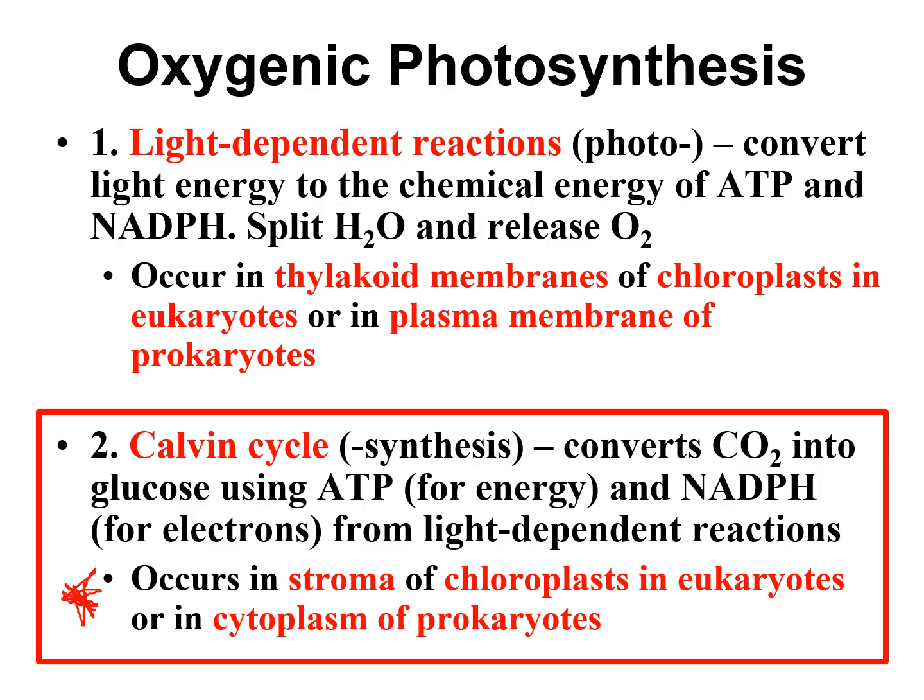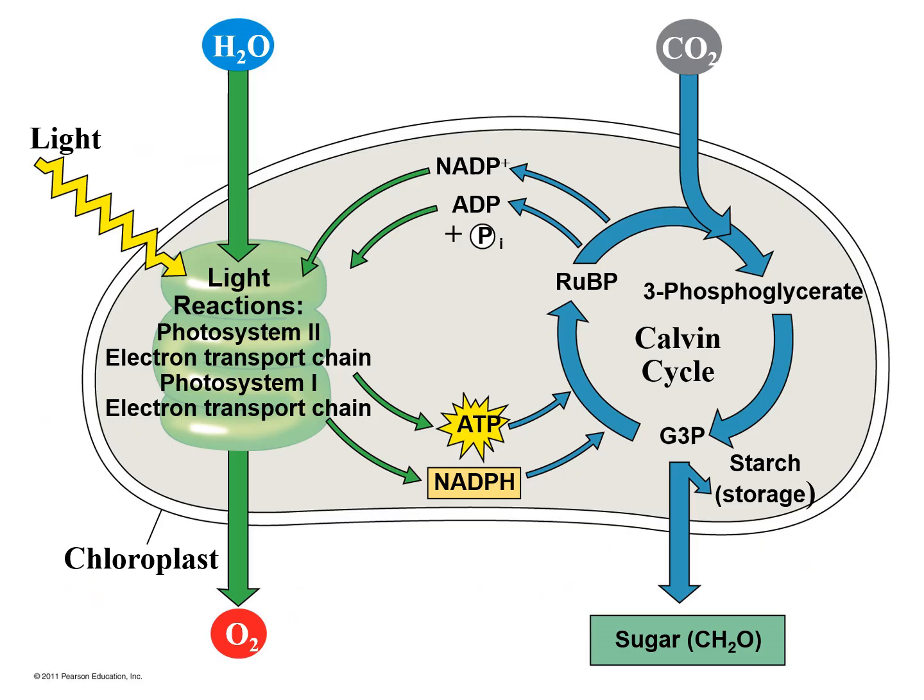So in eukaryotic microorganisms, the Calvin cycle is going to occur in the stroma of the chloroplast. And in prokaryotes, because they don't have chloroplasts, it'll just occur in their cytoplasm. This is showing you a chloroplast that would be in a eukaryotic microorganism like algae. And you can see that the Calvin cycle would be out here in the stroma, so kind of this gel-like material that's outside the thylakoids.